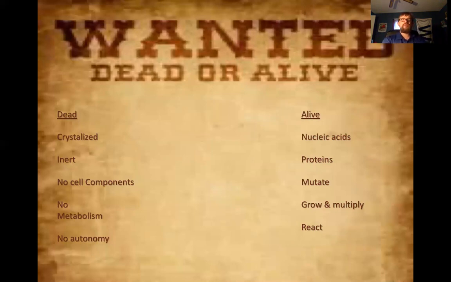When we think of dead things, you think of things that are crystallized. Sometimes in order to get protein structure, we crystallize proteins, and we actually see that some viruses are already crystallized. Inert, no cell components, no metabolism, no autonomy. So what does that mean? Well, that means inert.